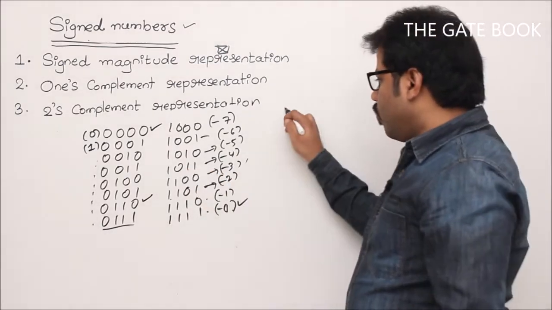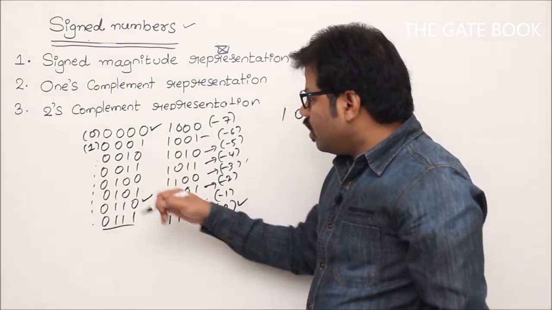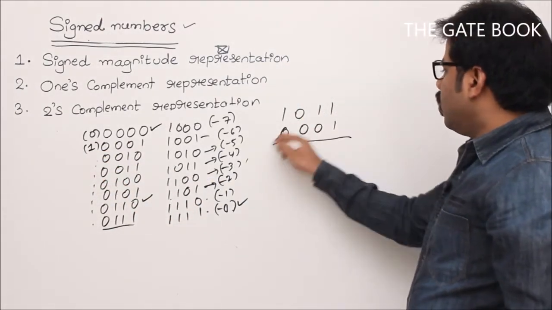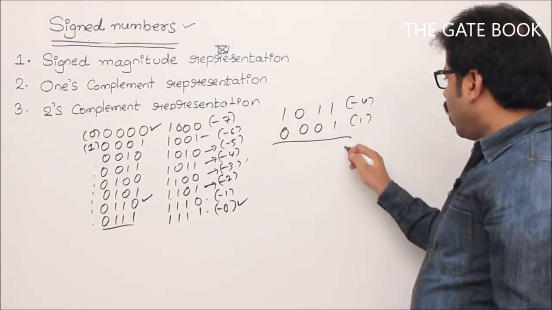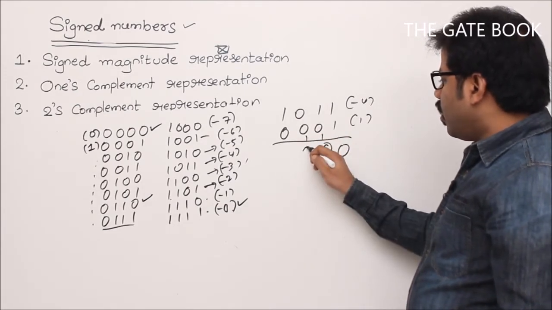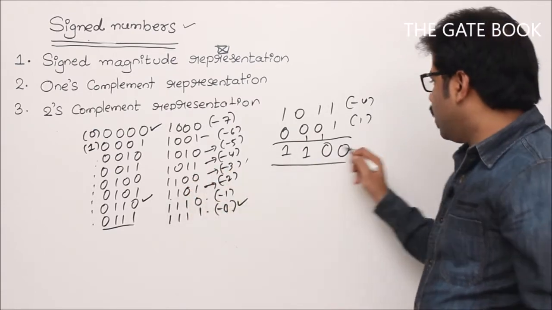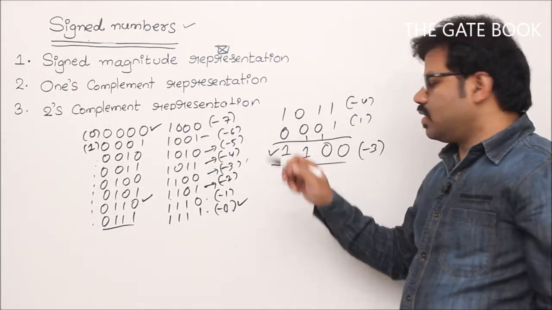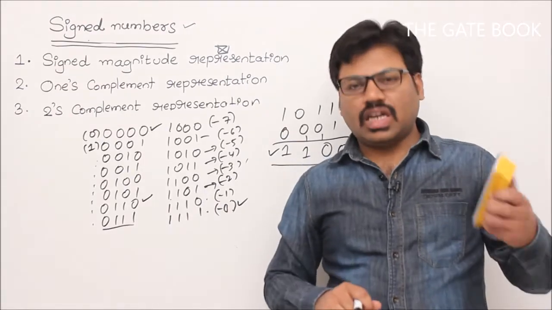So 1, 0 this time. 1, 0, 1, 1, which is minus 4. For the second one, let's take something plus 1, which is 0, 0, 0, 1. Minus 4 plus 1 is supposed to be what? Minus 3, isn't it? So let's do that. 1 plus 1, 0. 1 plus 1, 0. Then you get here 1. 1. 1 plus 0, 1. So I got 1, 1, 0, 0, which is minus 3. Perfect. Whenever you are not getting an end around carry, that is directly the result. It's not only for these 3-4 examples. Remember, it works always.